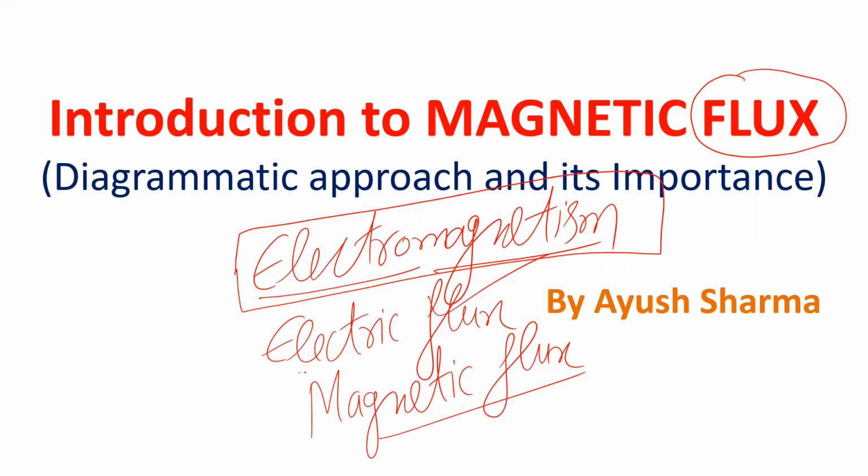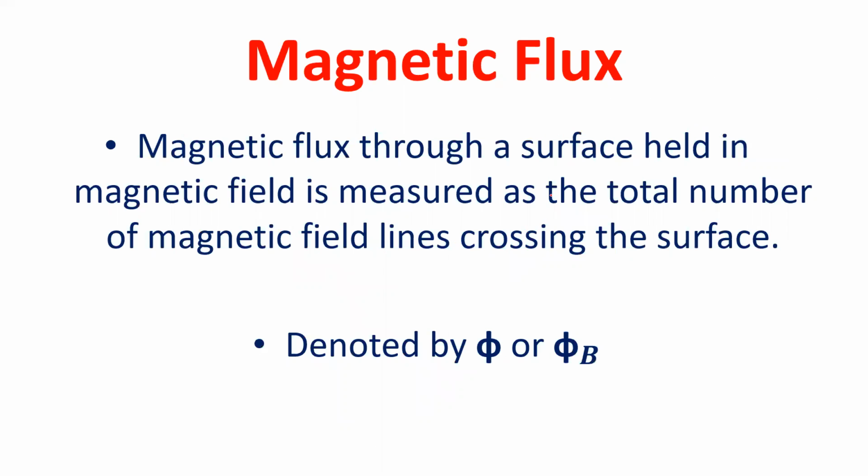So as I have told you the basic idea of flux, we are leaving electric flux aside for now and will focus on magnetic flux, and I'll be telling you how it forms the base of the chapter electromagnetic induction, as I have told you. So let us begin with the basic definition of magnetic flux. Magnetic flux is the number of magnetic field lines that are crossing a particular surface that is placed in the magnetic field.